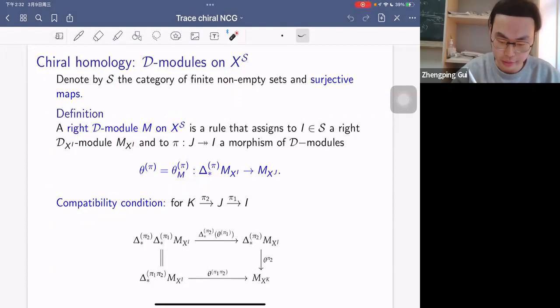infinite dimensional variety. So a right D module M on this X^S is a rule that assigns to each finite set I in this category a right D_{X^I} module. And for each surjective map pi here, we have a natural structural morphism.